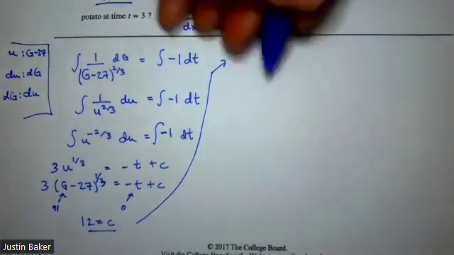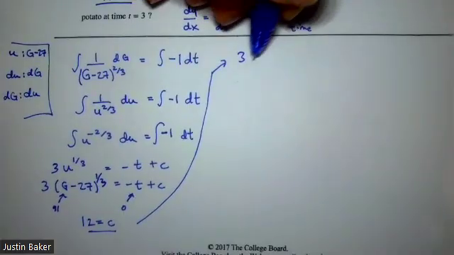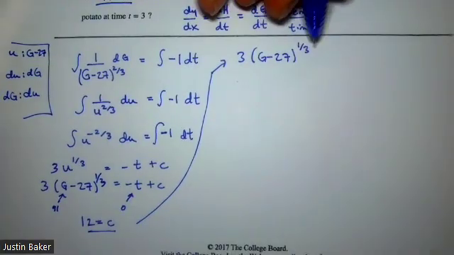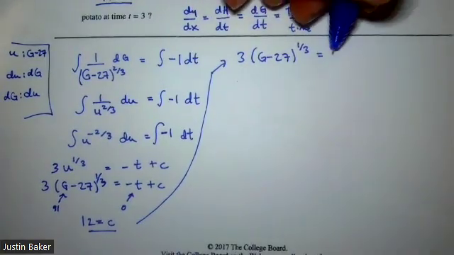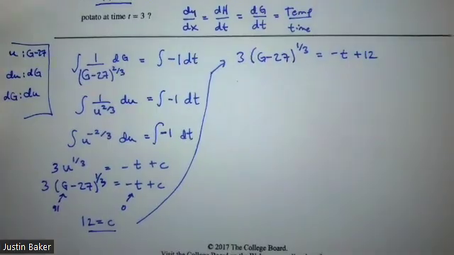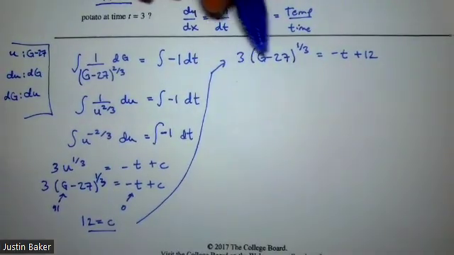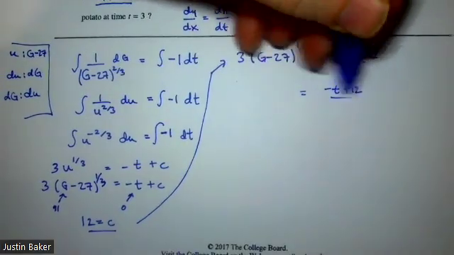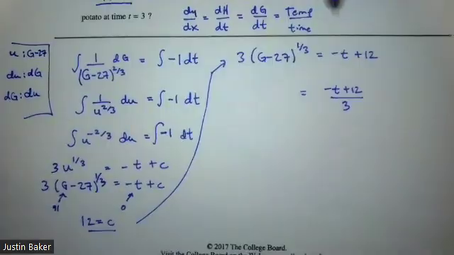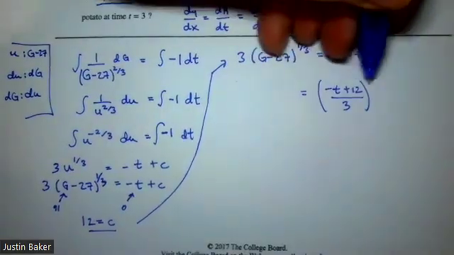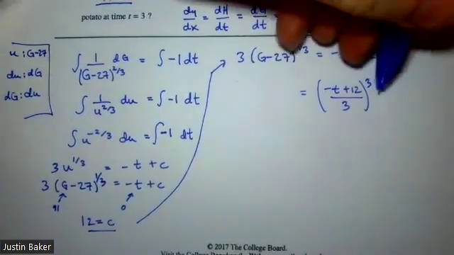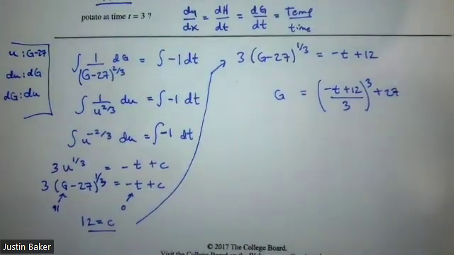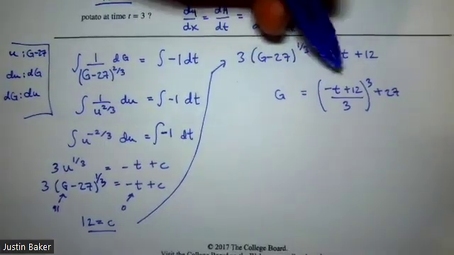This would then be 3 times (g minus 27) to the 1/3 is equal to -t plus 12. All right, we're trying to solve for g, right? So we're going to have the expression that we had, divide it by 3. We're going to cube both sides, and we would add 27. So hopefully algebraically those steps make sense. And now we have solved for g.